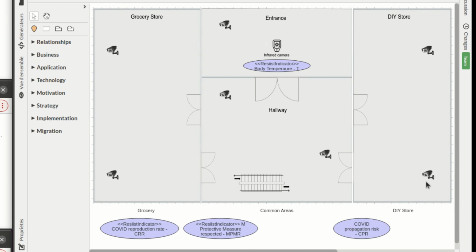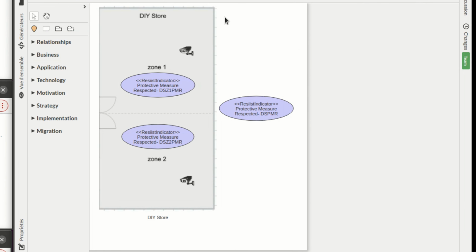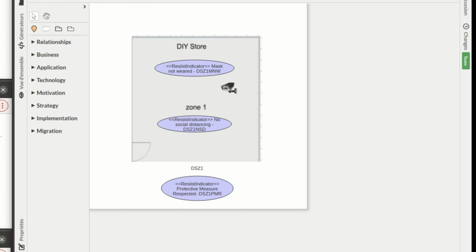The second one we introduce is a dairy store. Like the grocery store, this one has two zones. Each one has an indicator, DSZ1 PMR and DSZ2 PMR. They are aggregated to obtain DS PMR. This aggregation is the same as explained with the grocery store zones.